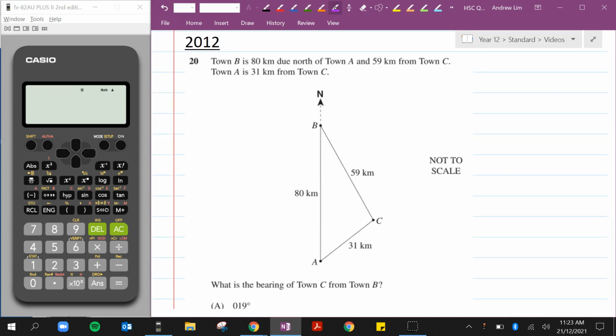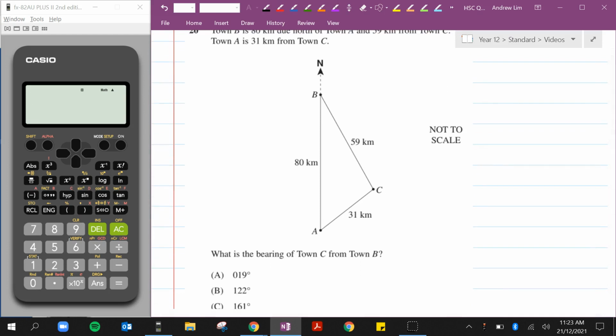Question 20 of the 2012 paper. Town B is 80 kilometers due north of town A and 59 kilometers from town C. Town A is 31 kilometers from town C, and all of that information is represented in this diagram. What is the bearing of town C from town B? From town B, so north of B, clockwise direction until we hit the line that's associated with town C. So I want to know what that bearing is. In order for me to do that, I will probably need to work out what this angle here is, and then do 180 degrees minus that.